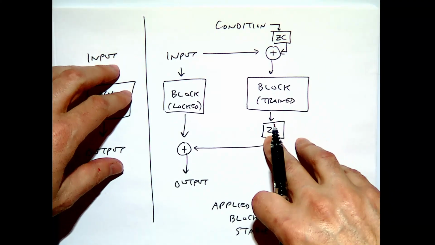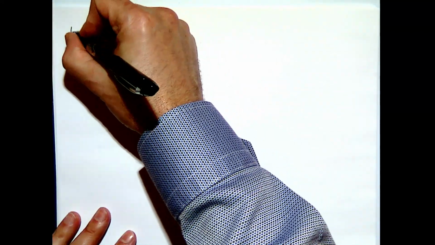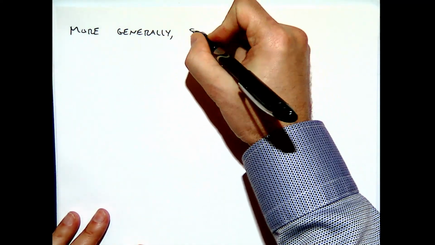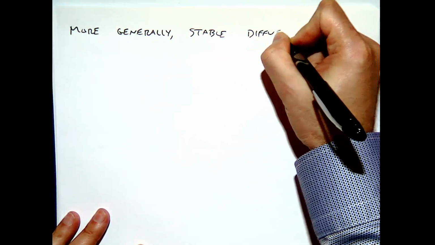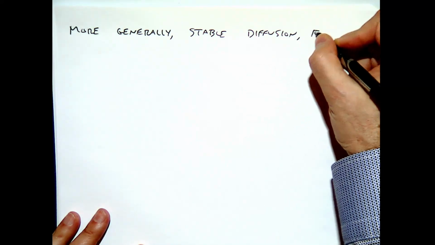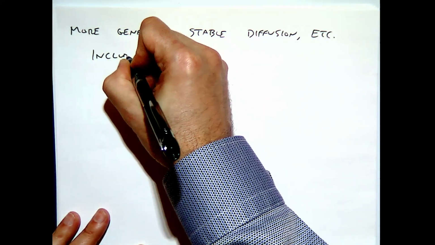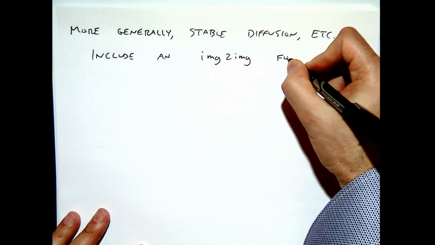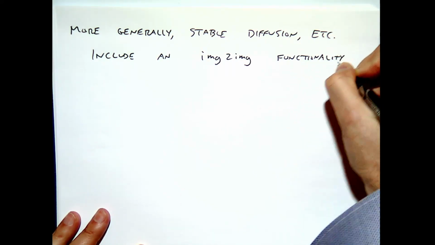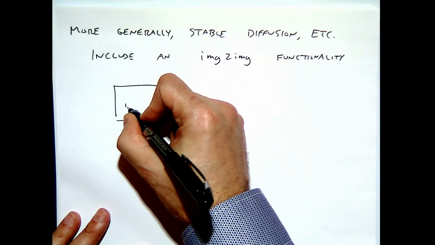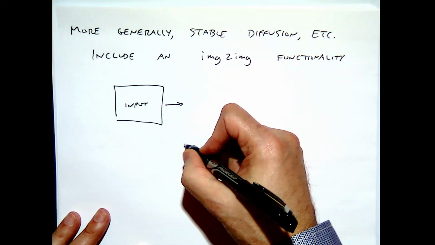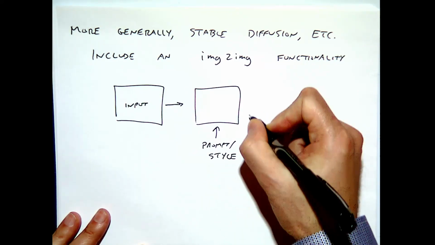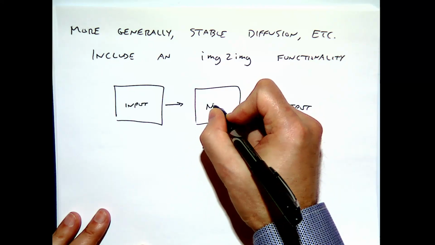So more generally, and also less directly controllable, Stable Diffusion and some other things, like I think Midjourney has a version of this, include some sort of image-to-image functionality, where you basically have an input image, you have some sort of a prompt or a style, like cartoon or whatever, and then the goal is to make an output image, right?